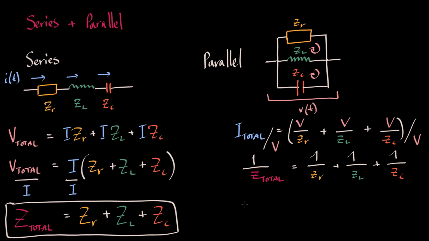Therefore, the total impedance of a set of circuit components placed in parallel is the inverse of the total sum of their inverse impedances. So for the same three components connected in parallel, the total impedance is therefore 1 on ZR plus 1 on ZL plus 1 on ZC, all inverted.